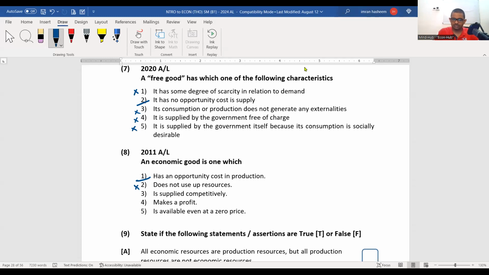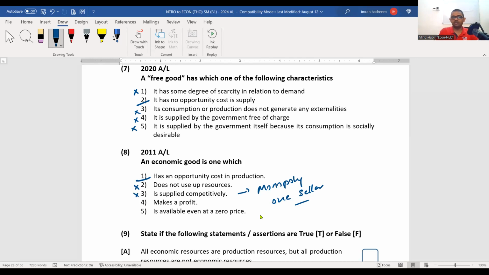Economic goods are supplied competitively, but sometimes there can be markets that are more monopoly markets. What is a monopoly market? Only one seller is there. So in a monopoly market there is no competition, but it can be an economic good. Now in Sri Lanka, the railway department, railway service, right? Railway service is an economic good, an economic service obviously, but it's a monopoly, no competition. So that's out.